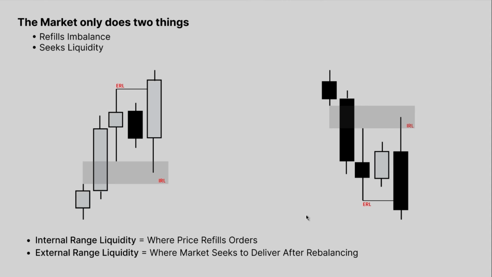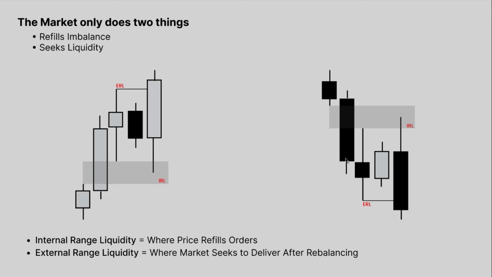So the market only does two things. It's either refilling an imbalance or seeking liquidity. Internal range liquidity is basically an area of imbalance in price where the market needs to rebalance and pick up orders. This is what we usually refer to as a fair value gap, order block, or an internal hold levels.